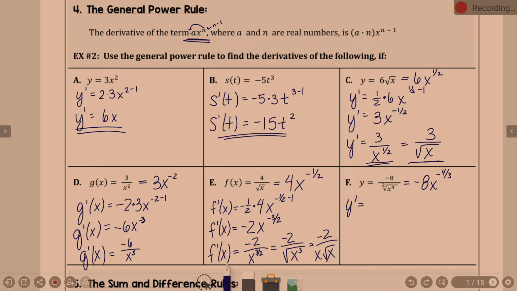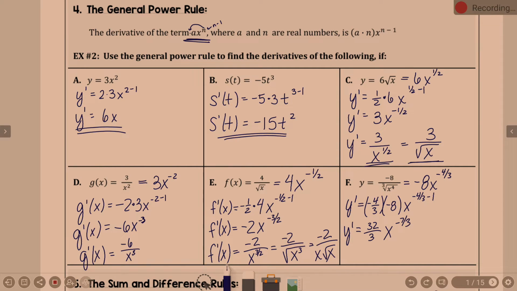What do we have? Negative 4/3 times negative 8, x to the negative 4/3 minus 1. Okay, fun. Negative 4/3 times negative 8 is 32 over 3. 32 thirds, nothing reduces there. x to the negative 7 over 3, because 1 is 3/3, yes? When we subtract 1, we're subtracting 3/3 here. Negative 4/3 minus 3/3 is negative 7/3.